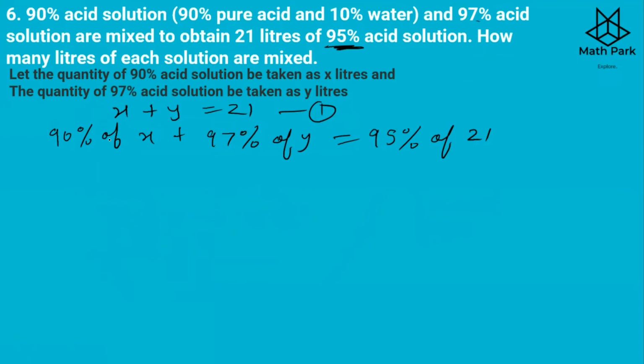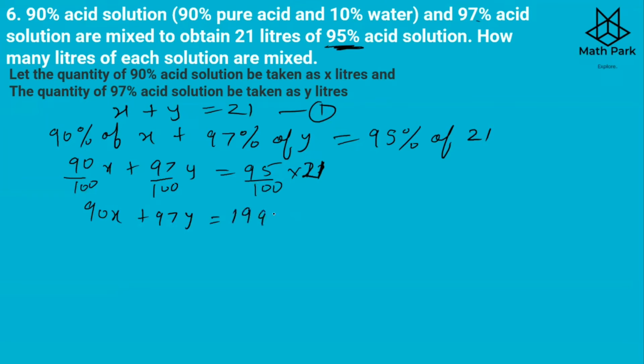So solving this, we get 90% means 90 upon 100 x plus 97 upon 100 y is equal to 95 upon 100 into 21. Now the LCM is 100, so this 100 gets cancelled from both sides. So we get the equation 90x plus 97y is equal to 95 into 21. We get 1995. This is our equation number 2. So we got equations 1 and 2.